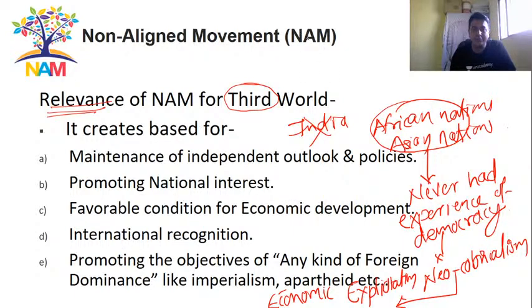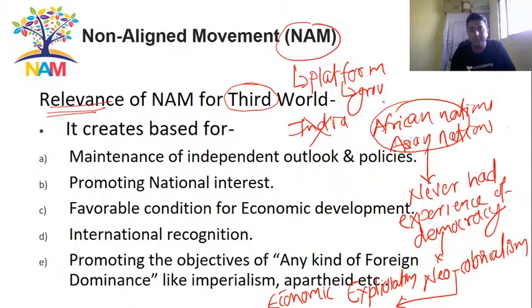basically NAM provided a platform. NAM was basically a platform, a group, a strength of these developing countries. Getting my point? Yes, everyone, you're getting my point.